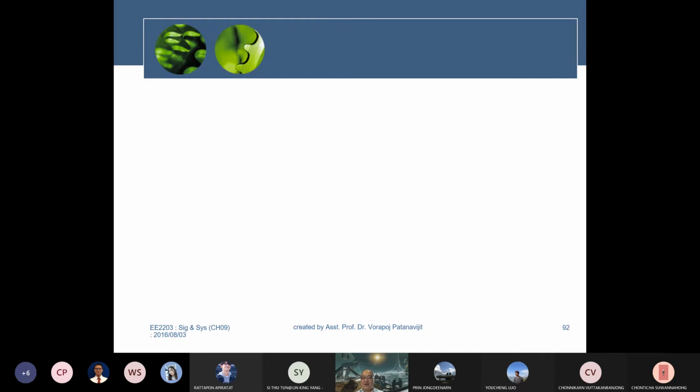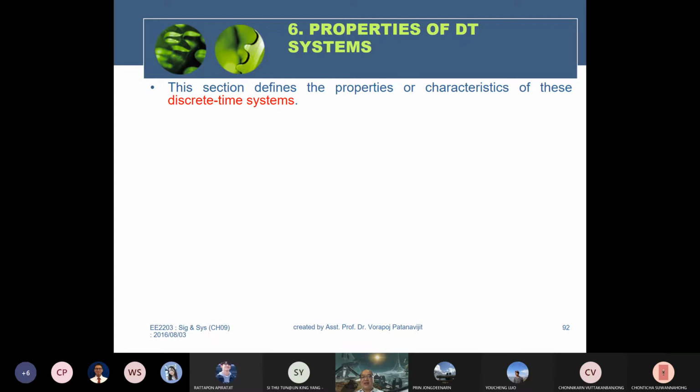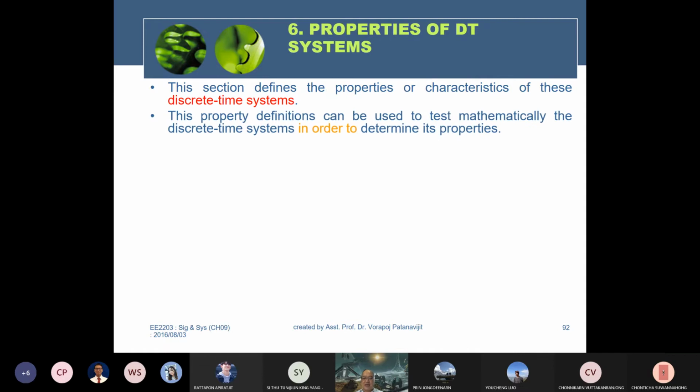The last one, we will go fast. The last one is the property of the system. These sections define the properties or characteristics of the discrete time system, like the continuous time. The defined properties can be used to mathematically test the discrete time system in order to determine its properties.